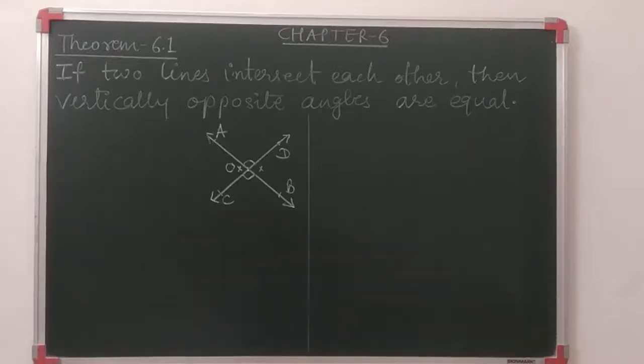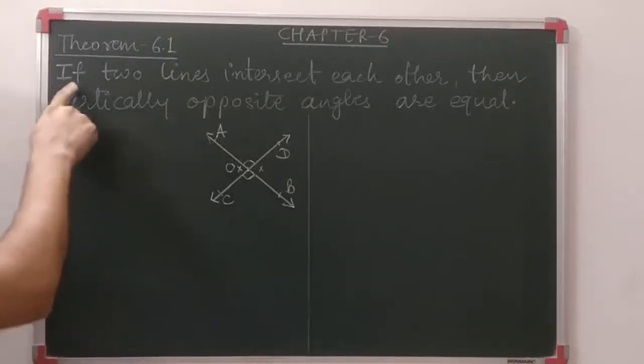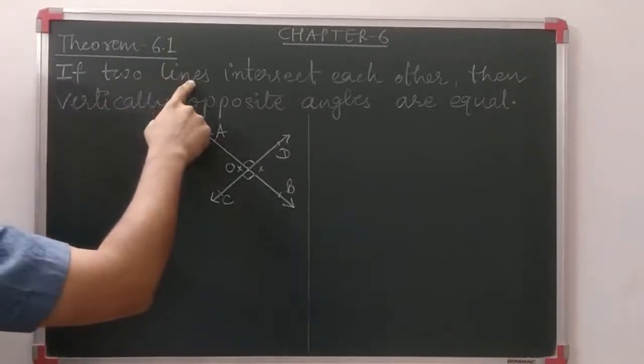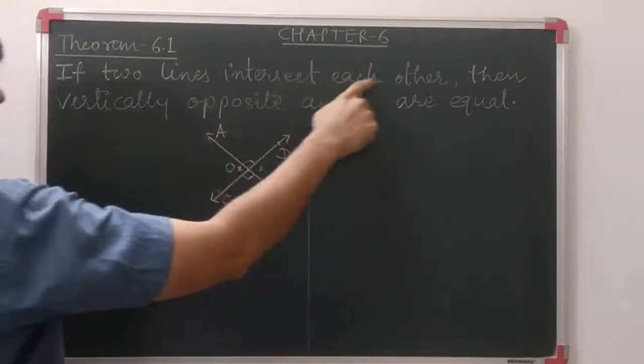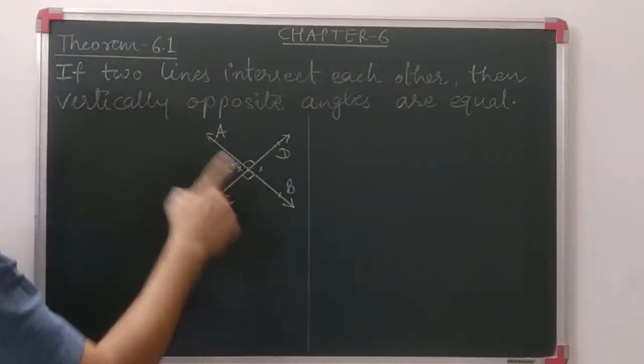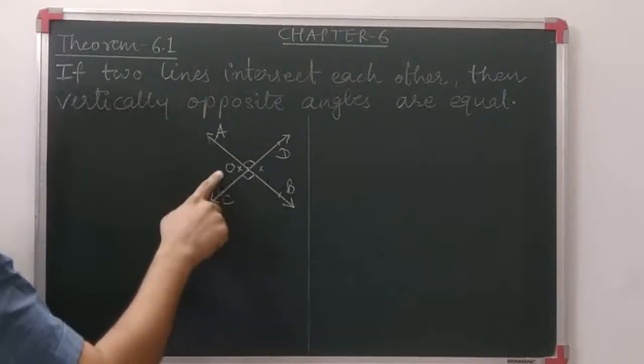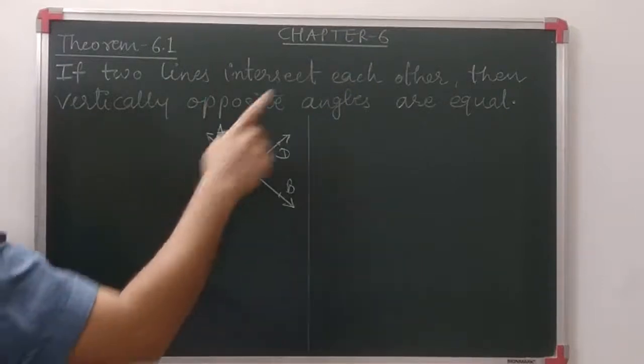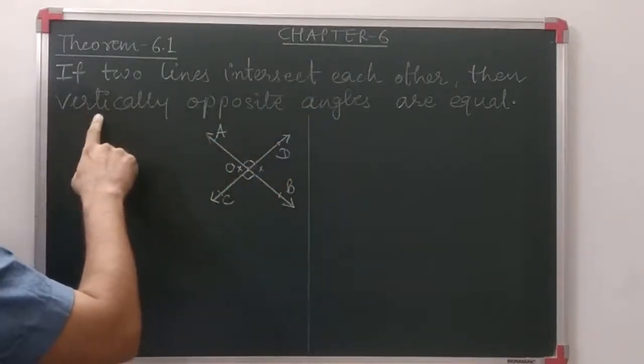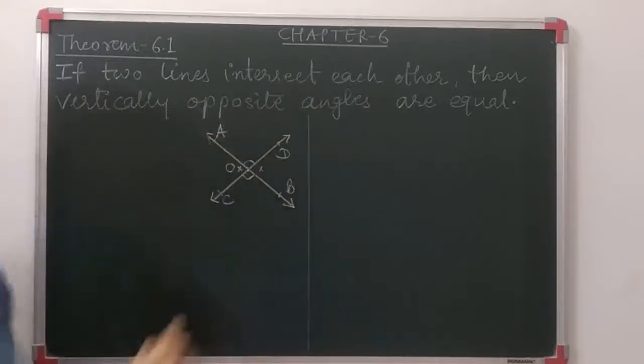Let's see the first theorem, theorem 6.1. The statement says that if two lines intersect each other, so here we can say that AB and CD are the two lines and they are intersecting at point O, then vertically opposite angles are equal.